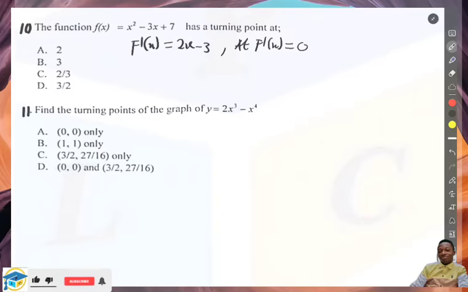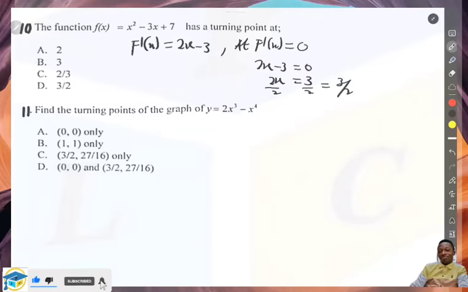So at the turning point, we say that f prime of x is equal to what? 0. And so therefore, we'll say that 2x minus 3 should be equal to what? 0. So therefore, 2x should be equal to positive 3. Divide both sides by 2. Then we are getting x to be equal to what? 3 over 2. 3 over 2.